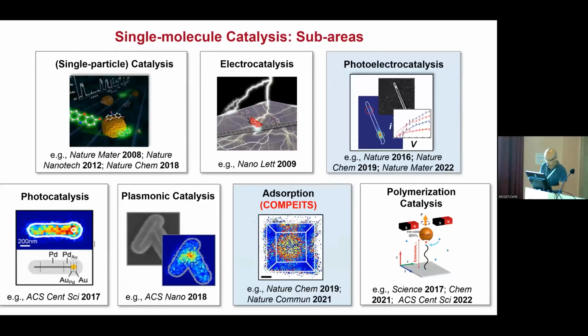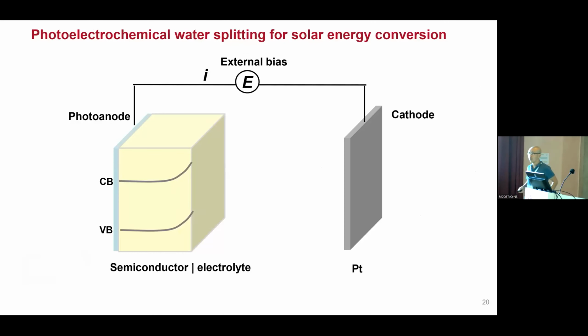In the last few minutes, hopefully I can quickly tell you something about photoelectrochemical catalysis. To set everybody on the same page, here is a generic diagram of a photoelectrochemical cell. On the photoanode side is a semiconductor. You have a valence band, you have a conduction band. You excite, and you can generate holes and electrons.